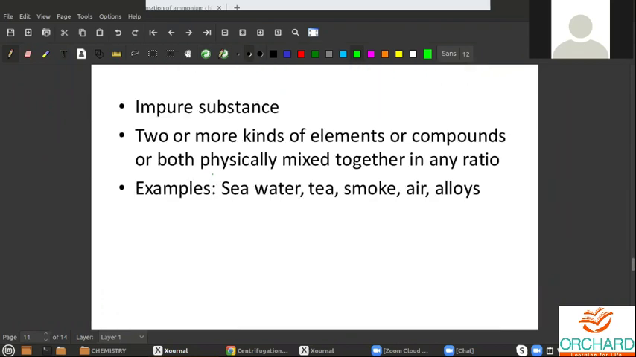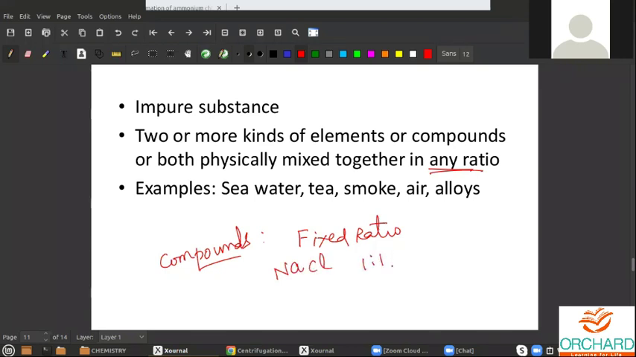And mixture, okay, two or more kinds of elements or compounds are physically mixed together in any ratio. So when you talk about compounds, please understand this point. When you talk about compounds, elements should be added in fixed ratio. One sodium, one chlorine, 1:1. Whereas if you want to make a mixture of sodium chloride and water, you can take any amount of sodium chloride and any amount of water. There is no fixed ratio. That is any ratio. Okay.